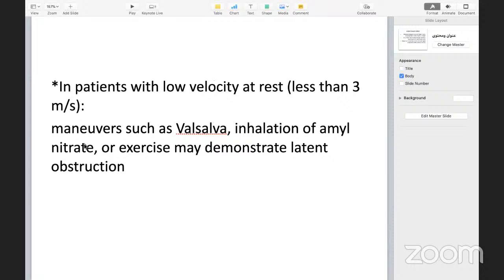In patients with low velocity at rest, less than 3 meters per second, maneuvers such as Valsalva or inhalation of amyl nitrate or exercise may demonstrate the latent obstruction. As we mentioned earlier, it's a dynamic disease.